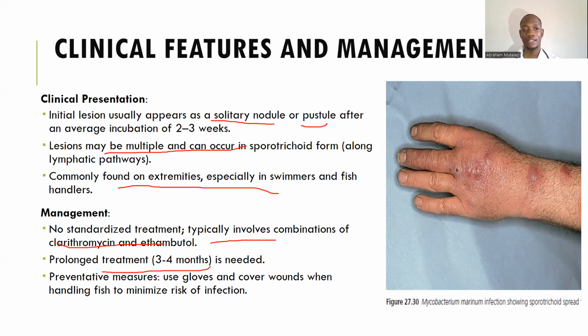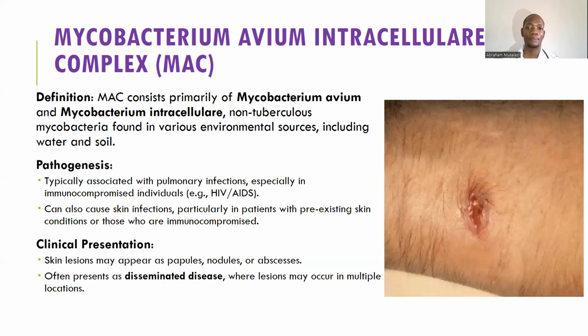And preventive measures include using gloves and protective gear when you're handling these fish. So fishmongers and the rest need to take note. As you can see in this picture, this is what we call a sporotrichoid pattern of spread, whereby the lesions follow lymphatic drainage in that particular area.